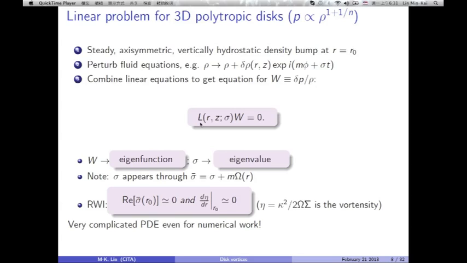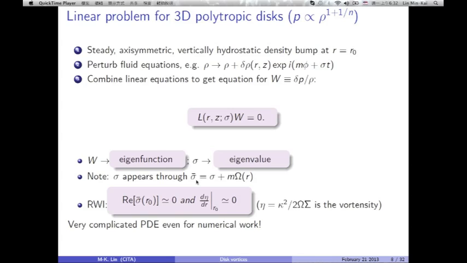The operator L is a PDE operator. It's very complicated. It depends on both the cylindrical radius and the height and on sigma. So sigma is the eigenfrequency or eigenvalue of the problem, and sigma describes the time dependence of the disturbance. But actually, sigma only appears in this problem through this factor sigma bar here, which is sigma plus m times the angular frequency. So sigma bar is what we call the intrinsic frequency of the disturbance.